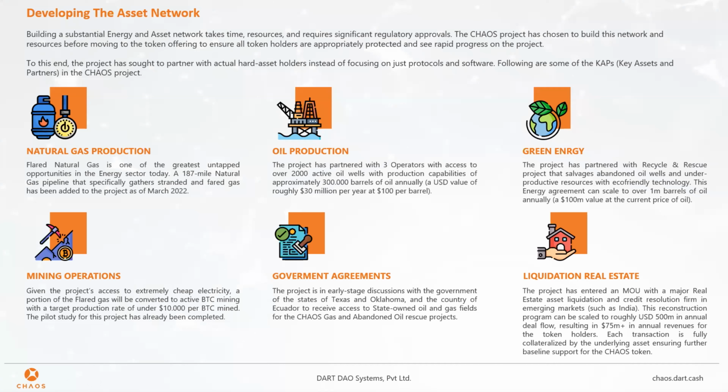The agreements and the assets that we have access to in this particular division have the capability to scale to over 1 million barrels of oil annually in production. So it's a very, very significant portion of the project. We have mining operations where we can partner with third parties who can come in and basically deploy on our natural gas and oil well locations, and they can mine Bitcoin there, and then we basically receive a portion of their production in the form of a royalty agreement. So there's obviously some nice margins there as well.